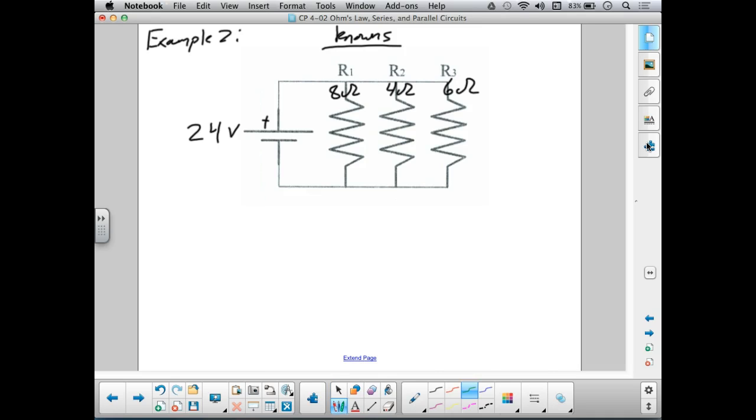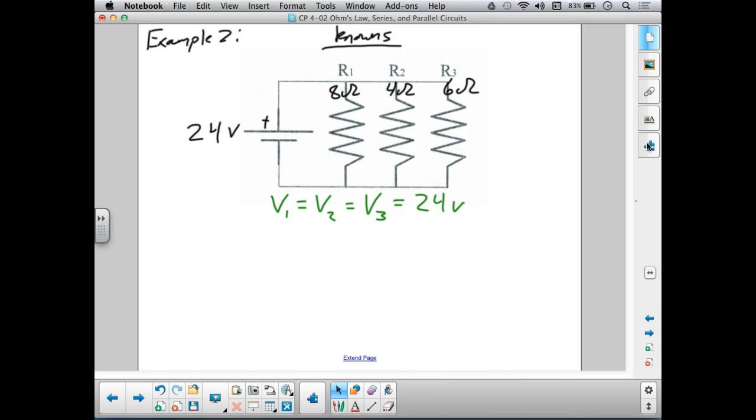Step number 1 in solving a parallel circuit was to recognize that the voltage across all components, in this case 1 equals 2 equals 3, they are all equal to the battery voltage. These are all directly connected to a 24-volt battery. The voltage drop, how much energy per charge is given away in each component, is 24 volts.